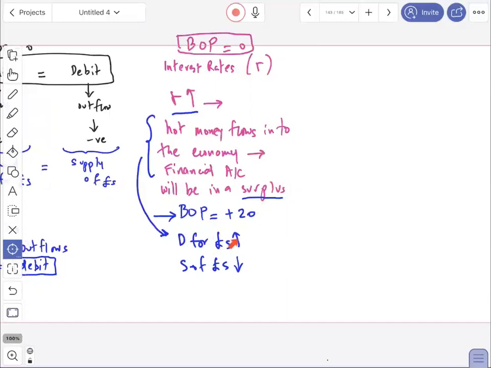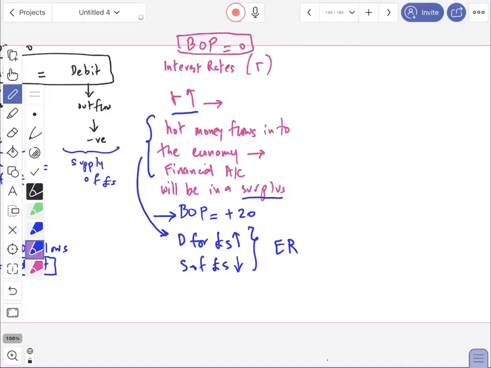Similarly, UK residents are also putting less money abroad and more money in the UK. So both of these factors will cause the exchange rate to go up. That's what we learned last time when we did factors affecting interest rates and exchange rate.